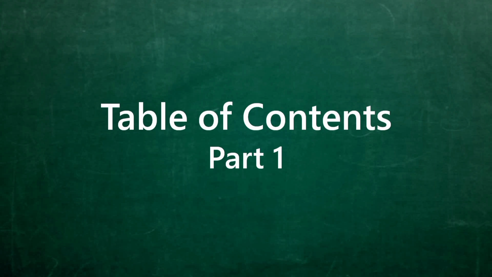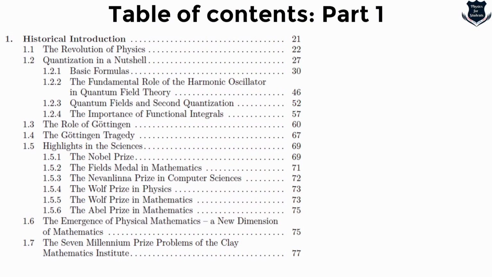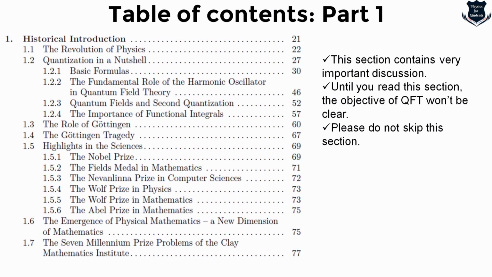So we come now to the table of contents, part 1, but before that, I would like to tell the viewers that this is a 1000-plus pages book. Obviously it is not possible for me to give a summary of each and every page, so I'm giving a brief overview, but that will again be very detailed and exhaustive. The first table of contents starts with a historical introduction. Now I would request all of you, this section is very important, and until you read this section you will never understand what quantum field theory is, what the objective is, and why quantum field theory came into being. So please do not skip this section.